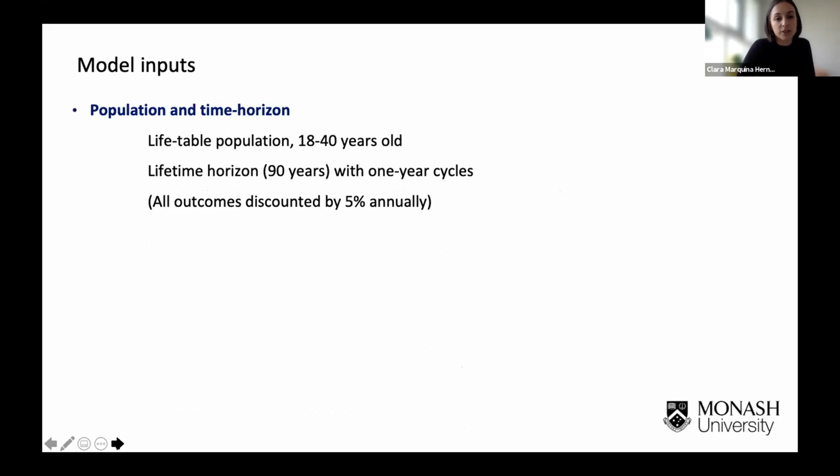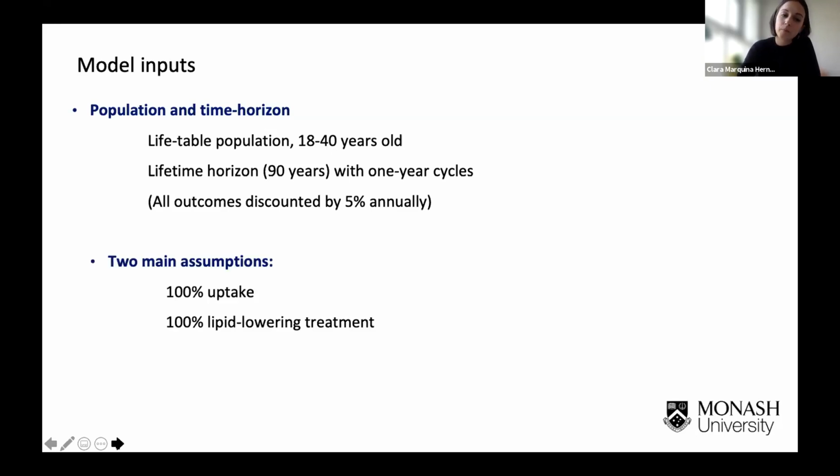Now, regarding population and time horizon, we decided to use a life table population, and the starting age is between 18 and 40 years old. We are using a lifetime horizon, so we are following up patients until they are 90 years or they die, with 1 year cycles, because as I said before, we think that this allows us to model the full progression of the disease. And following Australian guidelines, we are discounting all outcomes by 5% annually.